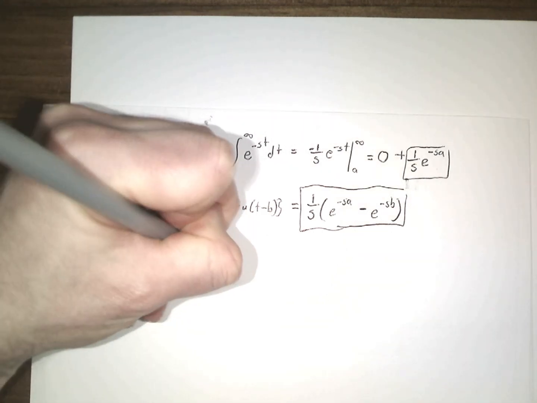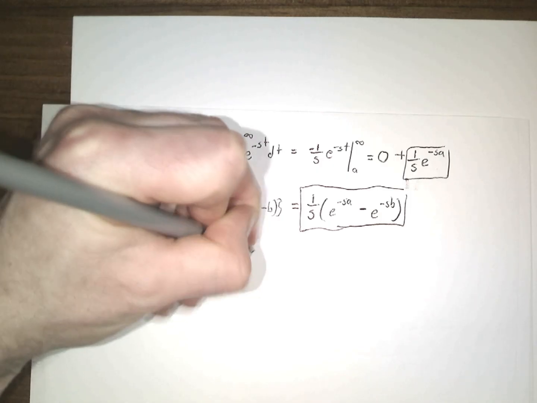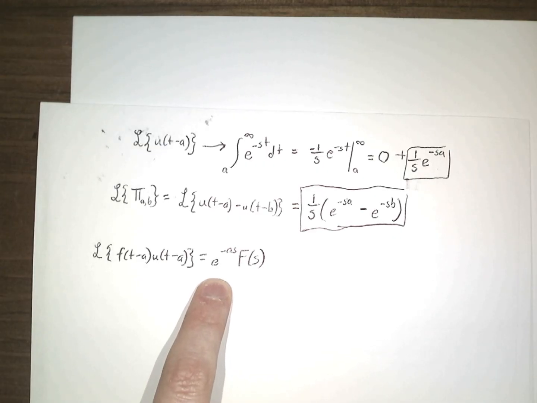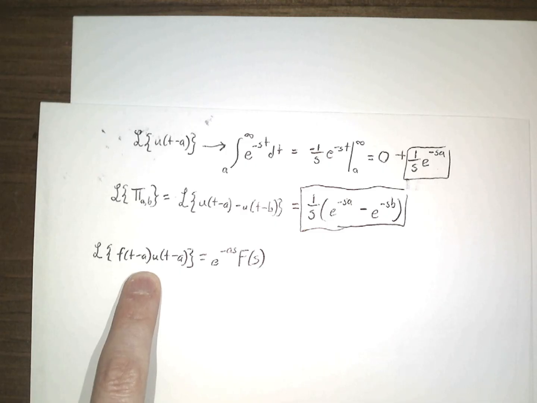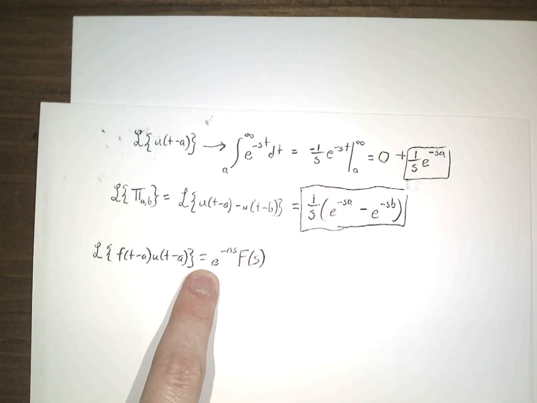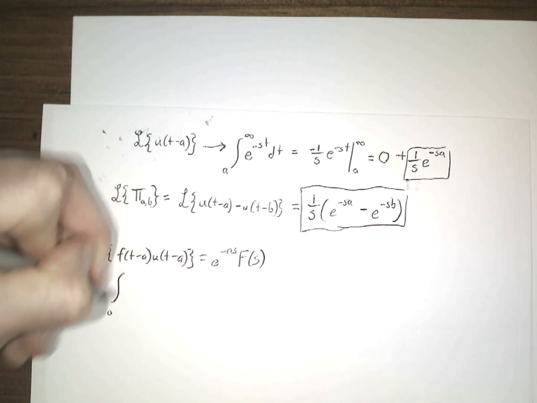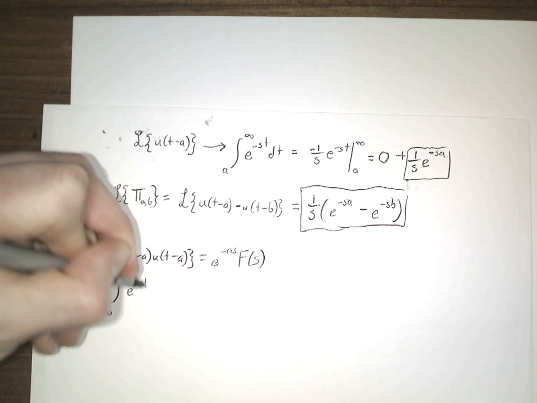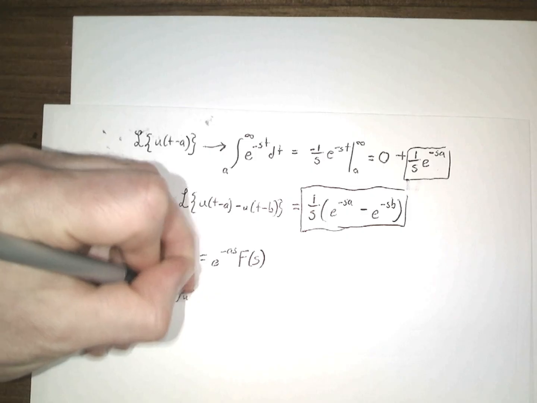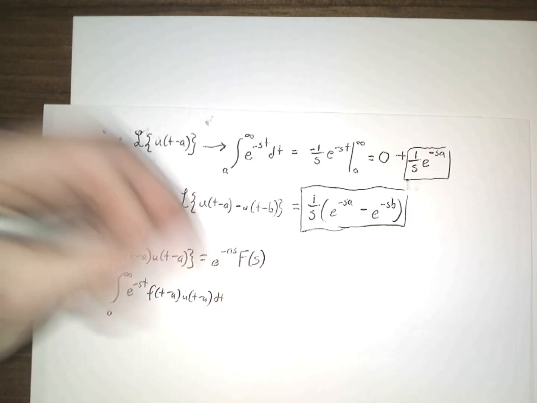This is equal to e to the negative as times the Laplace transform of f. So basically, if I have a shifted step function, I'm going to take the Laplace transform of whatever the function is, find the table of your choice and pick out what you're looking for there, and then you're just going to multiply that by an e to the negative as. We can show that this is true by using the definition of the Laplace transform again: the integral of e to the negative st, f of t minus a, u of t minus a, dt.